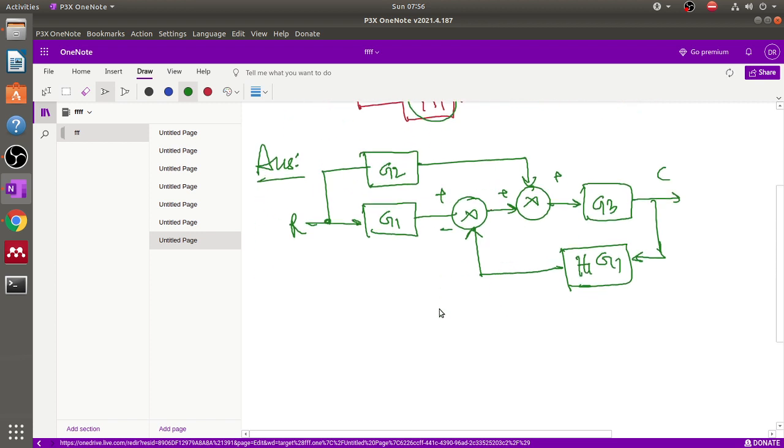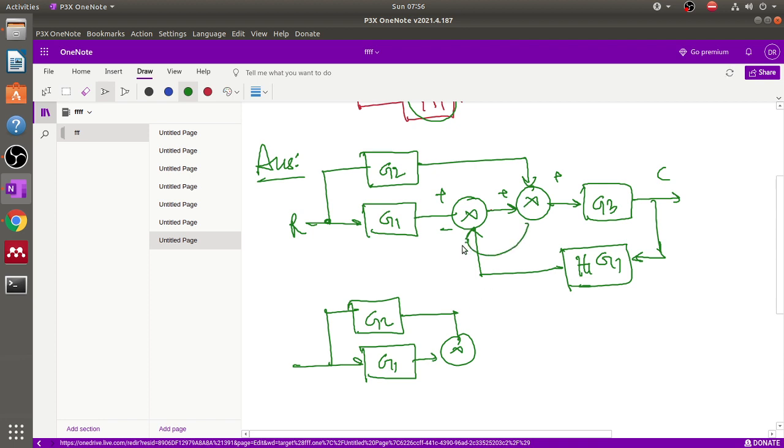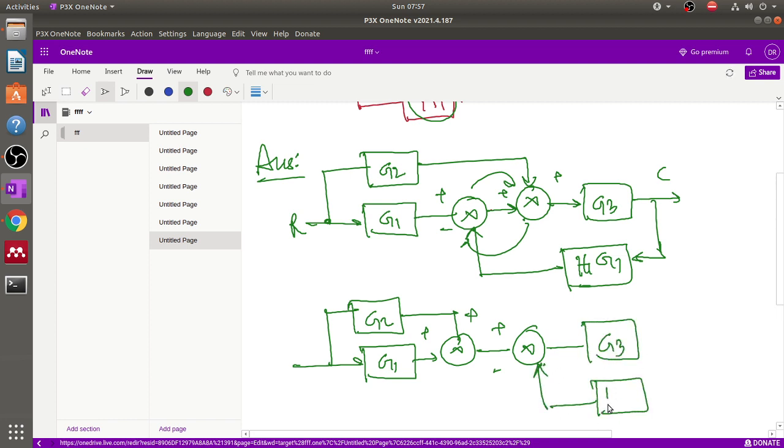Now the second step is to interchange the consecutive summing points. That means these two are interchanged. This step is very easy, because we just interchange this summing point here and this summing point here. So now this is plus, plus, minus. These are G3. This is H1 into G1. This is C, this is R.